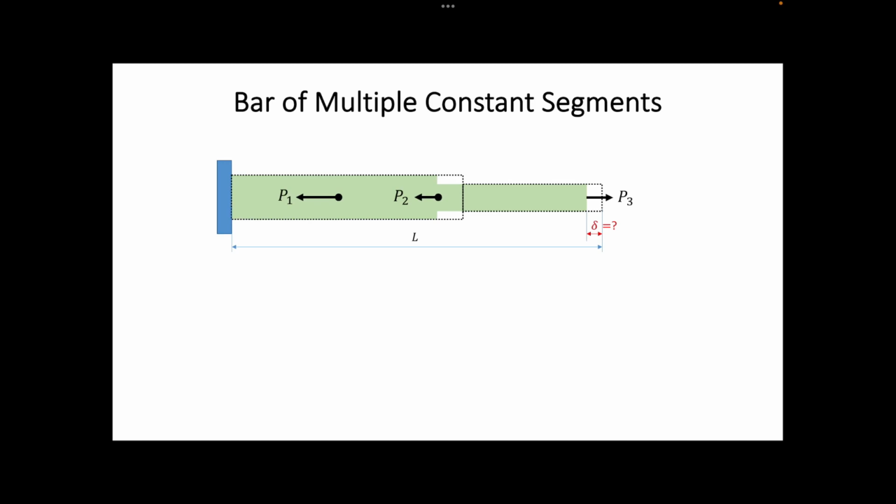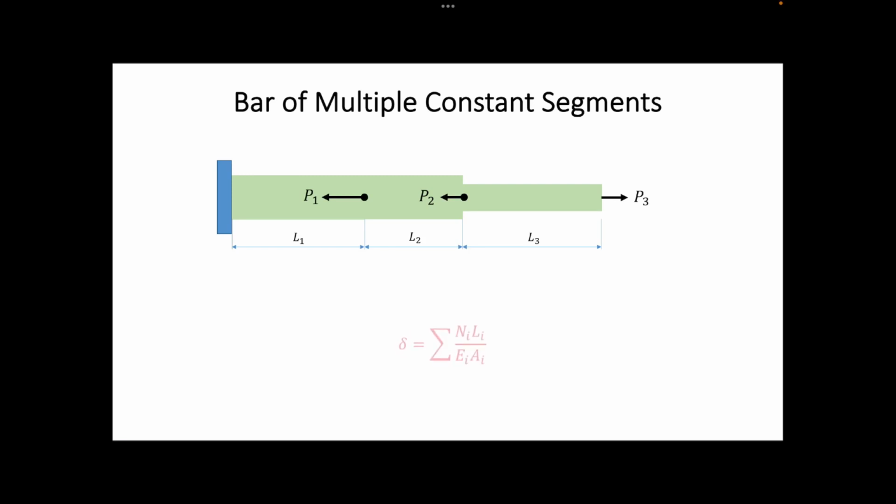For convenience in our analysis, let us look at the bar before its deformation. Based on the dimension of the bar and loading configuration, we can see the bar consists of three segments of constant normal force, constant modulus of elasticity, and constant cross-sectional area. Since we already know how to find the displacement for each segment, we can simply use algebraic addition to find the displacement of the entire bar.